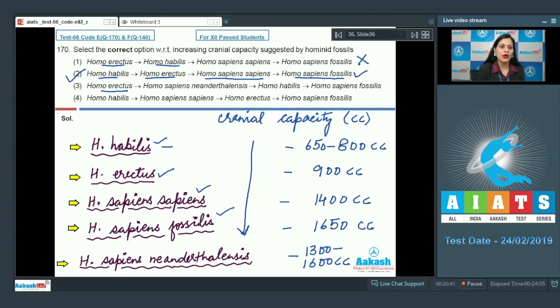is the correct increasing order of cranial capacity suggested by hominid fossils. The next option is Homo erectus followed by Homo sapiens neanderthalensis followed by Homo habilis and Homo sapiens fossilis. This is an incorrect option because the cranial capacity of Homo habilis is less than Homo sapiens neanderthalensis. The last option given is Homo habilis followed by Homo sapiens sapiens and Homo erectus, Homo sapiens fossilis, and this is also an incorrect option. So the correct answer to this question is option number 2. Let's discuss our next question.